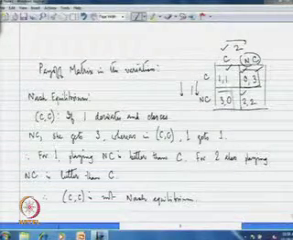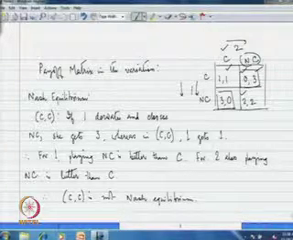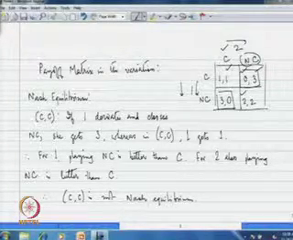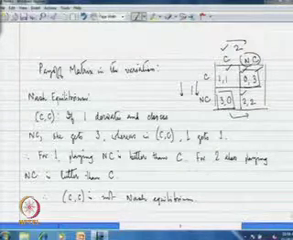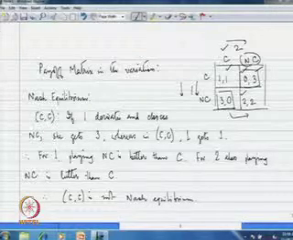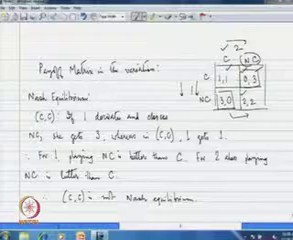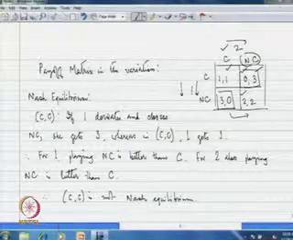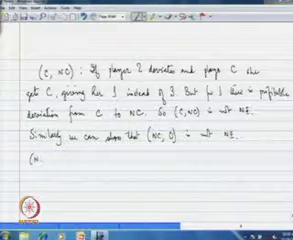NCC is this one. Here player 1 does not have any profitable deviation, but player 2 does have a profitable deviation from C to NC. So, therefore, NCC is not Nash equilibrium. The last one we are left with is NCNC. What about NC?